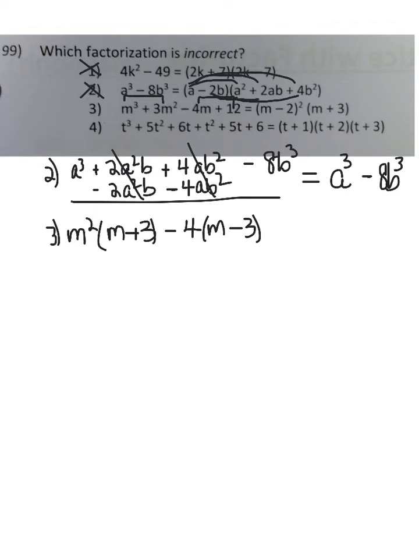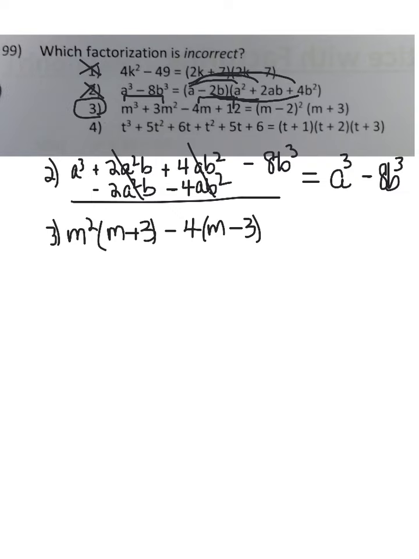Now if I look at that, I have a problem. Because remember, when I group and group, what I have left here should be the same, and it's not the same. So which factorization is incorrect? It is this one. So your answer is choice 3. Now, just FYI, let's look at choice 4.